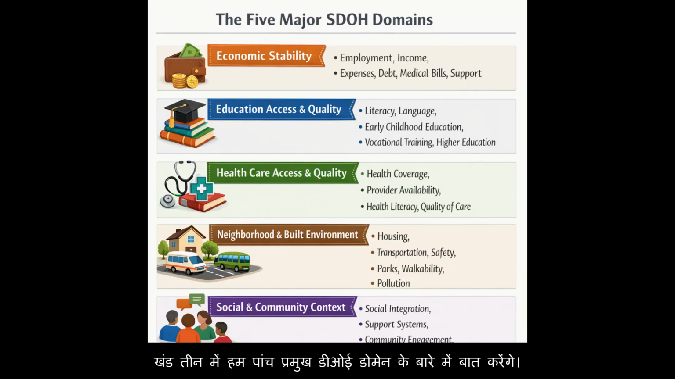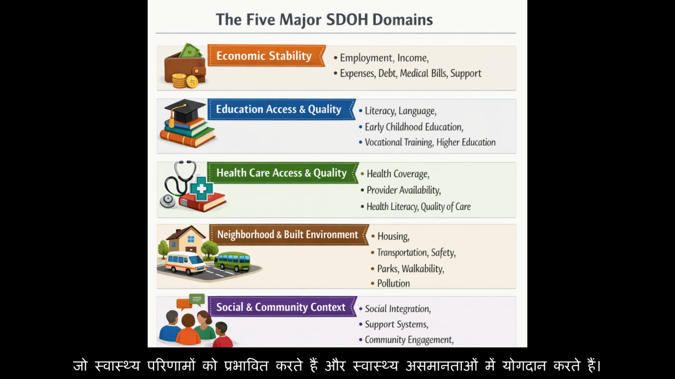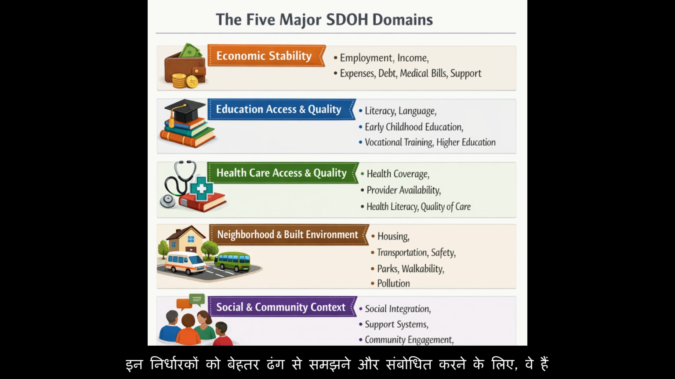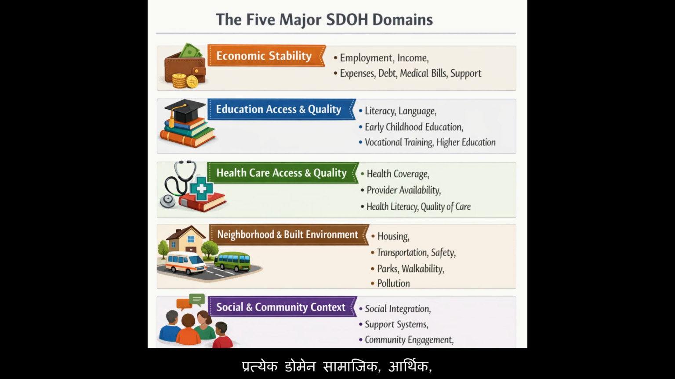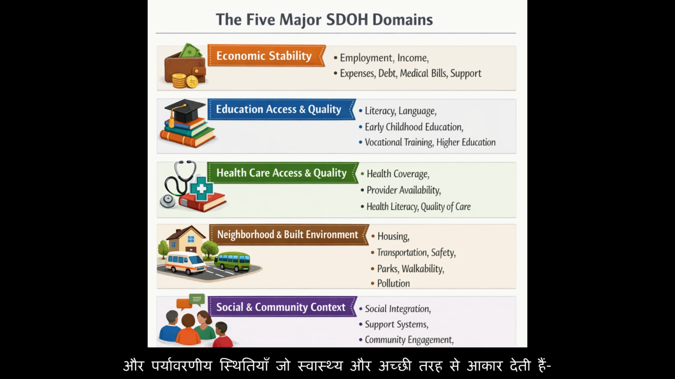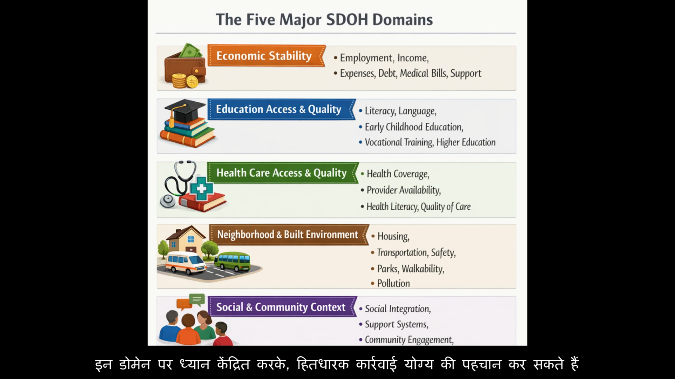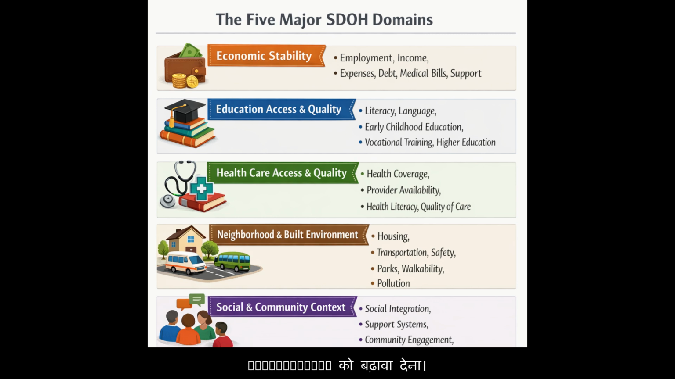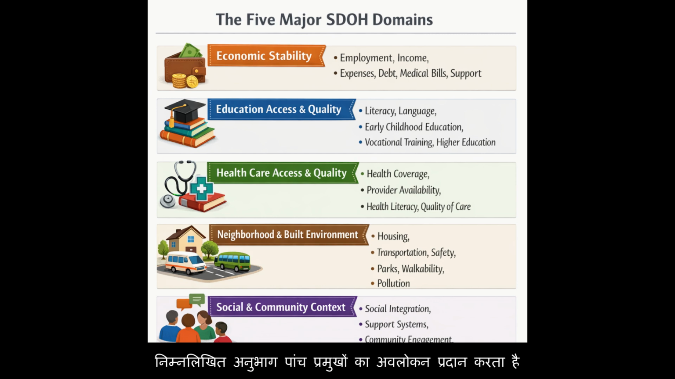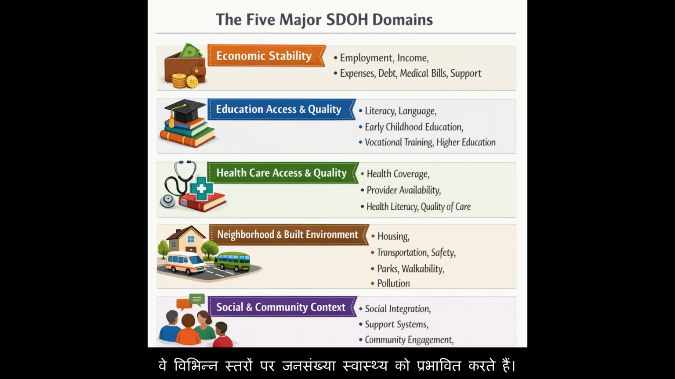In Section 3, we will talk about the 5 major SDOH domains. Social determinants of health (SDOH) are the non-medical factors that influence health outcomes and contribute to health inequities. To better understand and address these determinants, they are categorized into 5 key domains. Each domain highlights specific aspects of social, economic, and environmental conditions that shape the health and well-being of individuals and communities. By focusing on these domains, stakeholders can identify actionable strategies to improve health outcomes, reduce disparities, and promote health equity. The following section provides an overview of the 5 major SDOH domains and their critical components, illustrating how they impact population health at various levels.